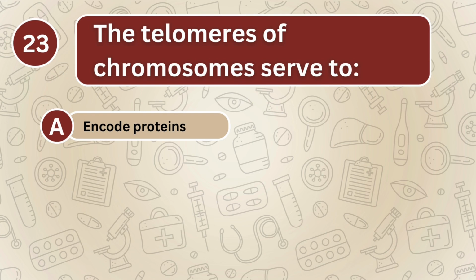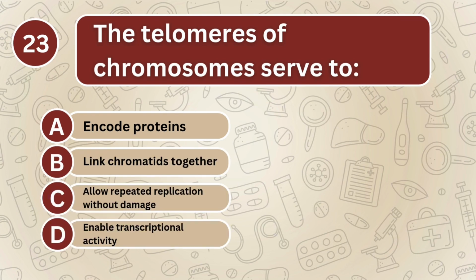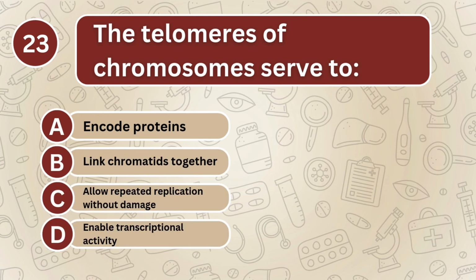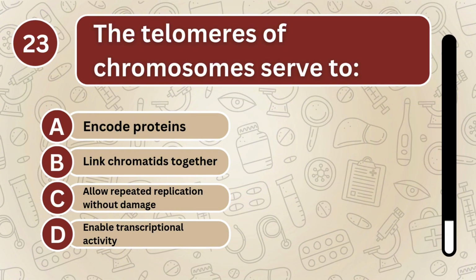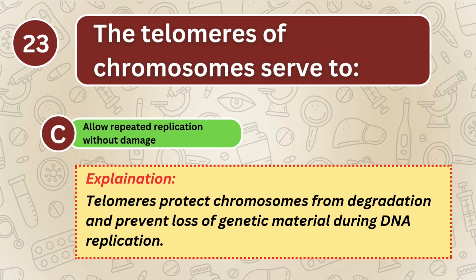The telomeres of chromosomes serve to encode proteins, link chromatids together, allow repeated replication without damage, or enable transcriptional activity. Correct answer is C, allow repeated replication without damage.